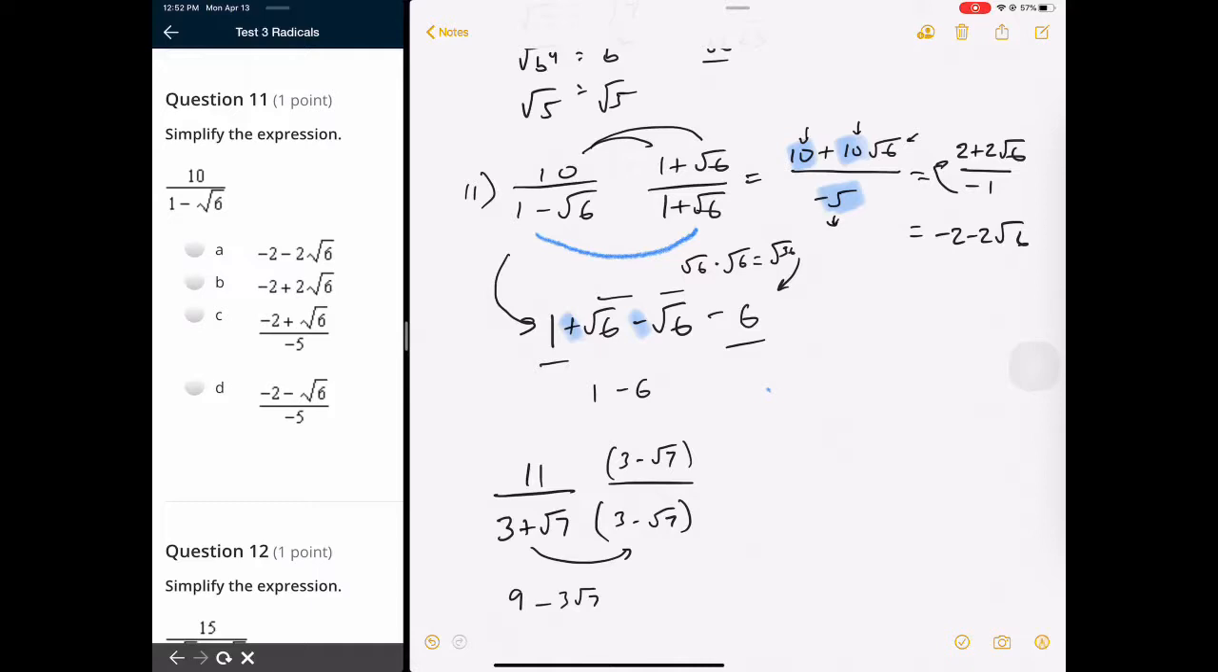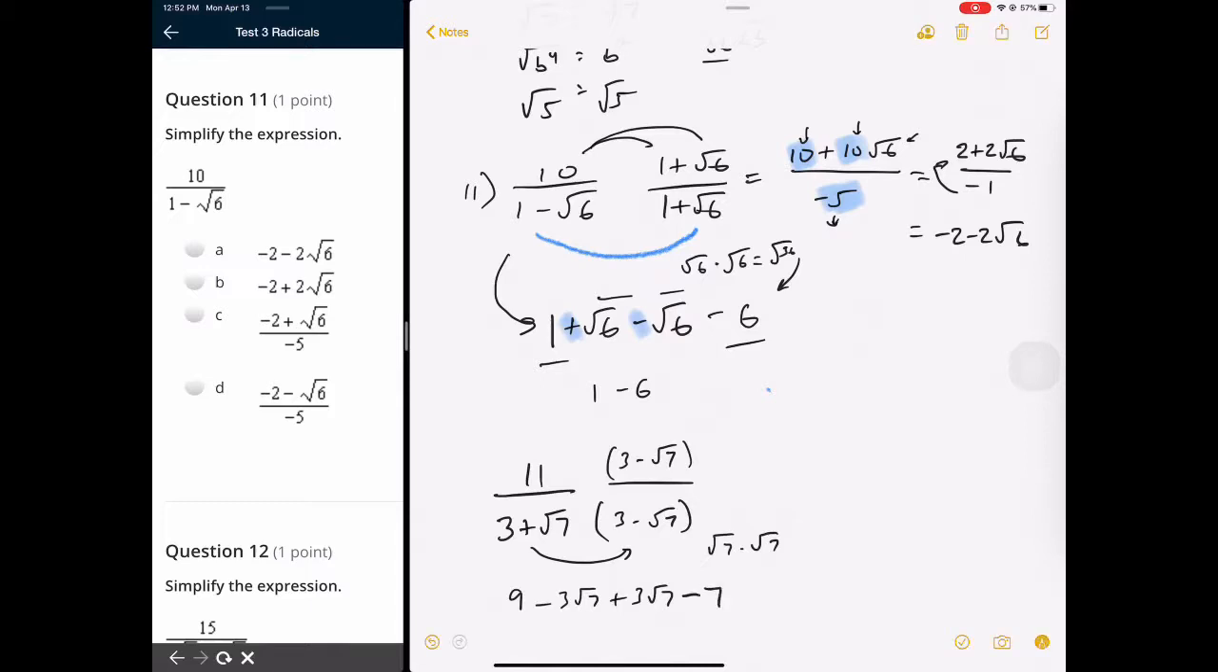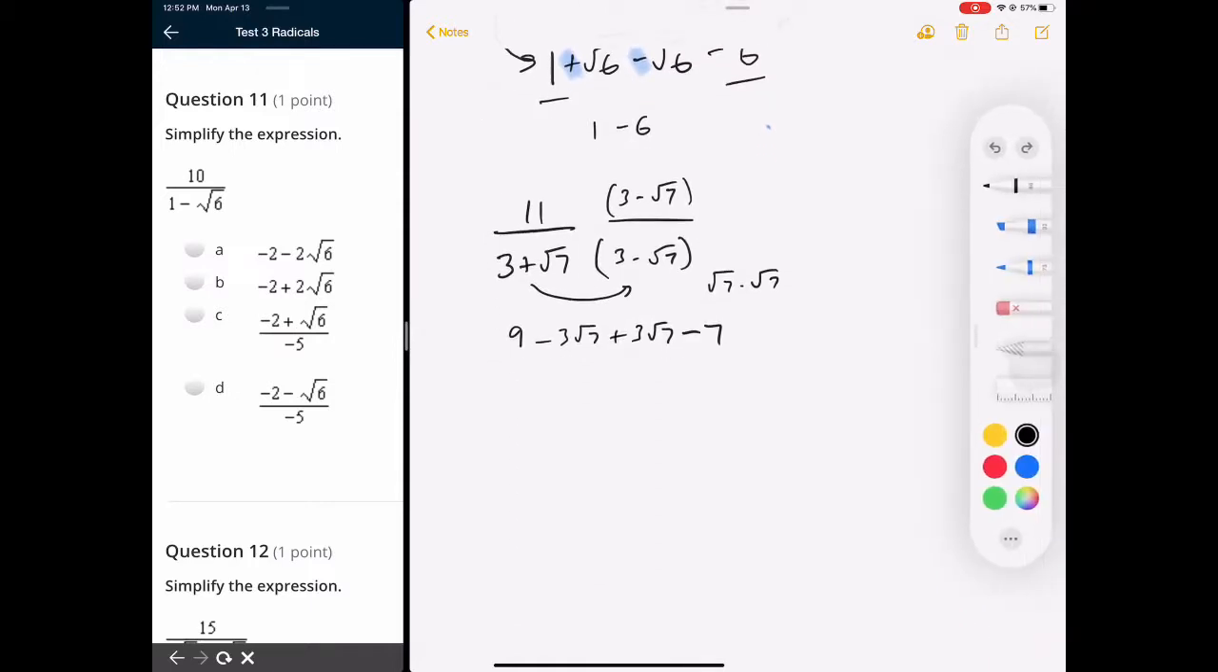We're done with the 3. Let's do the square root of 7 now to the front and to the back. That's going to be plus 3 square root of 7, and square root of 7 times square root of 7. Oh, that's not plus. Square root of 7 times square root of 7 is just a regular 7. And it's going to be a minus 7. Look at these terms in the middle. We have a plus version and a negative version, right? Plus version, negative version. They cancel out. They always cancel out. We have just 9 minus 7, which is 2. So we know the bottom for sure is just going to be 2.